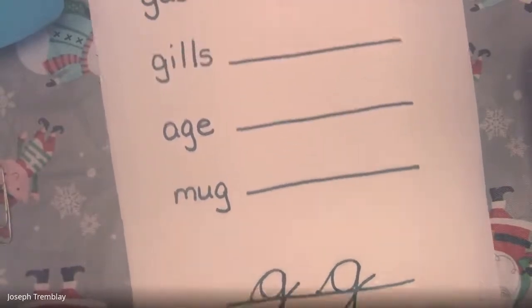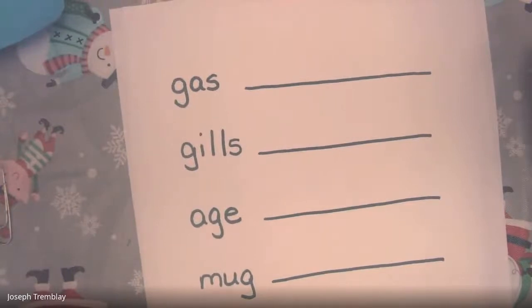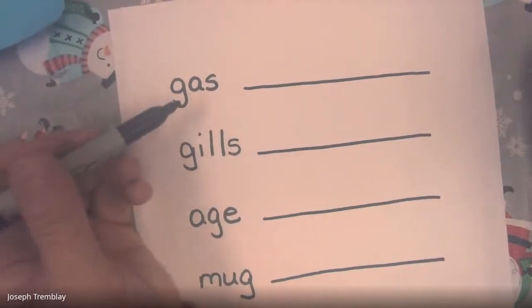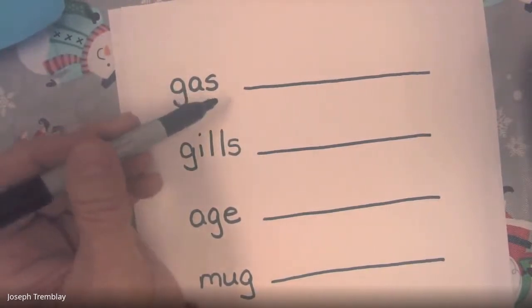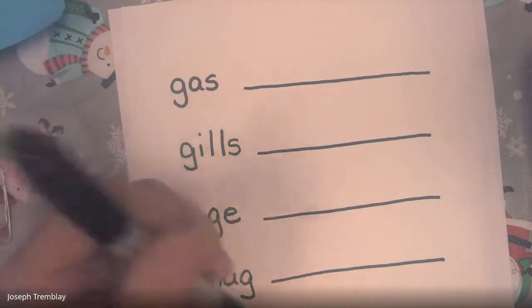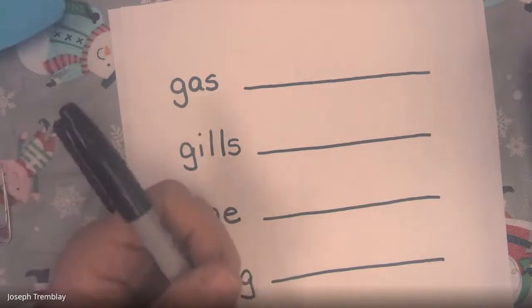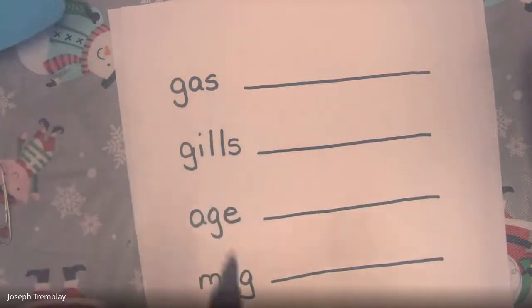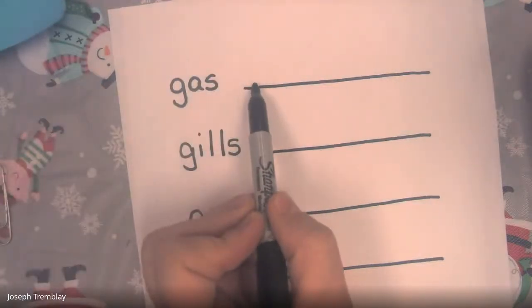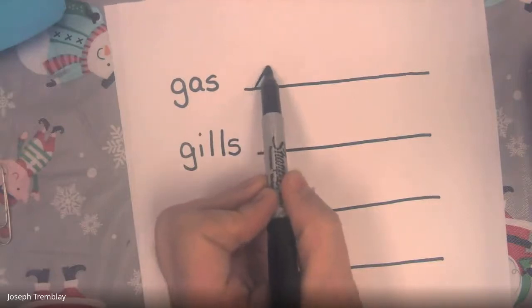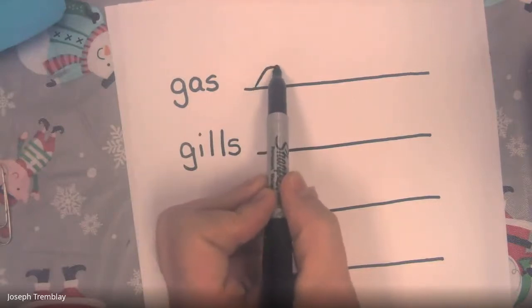Now let's talk about how we join it to other letters. For example, in the word gas, the letter G is at the beginning of the word. And so I would start the beginning of the word with the letter G, just like I normally would when I write it in isolation or by itself. So I'm going to start on the ground. And I'm going to go up and over the hill. I'm going to come back around.